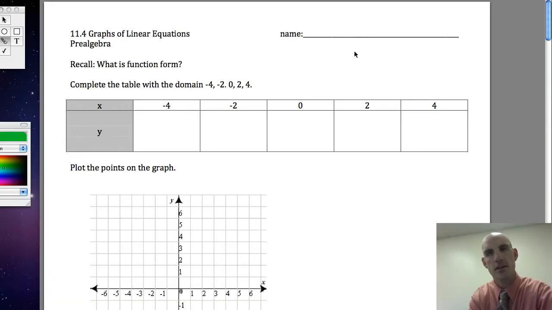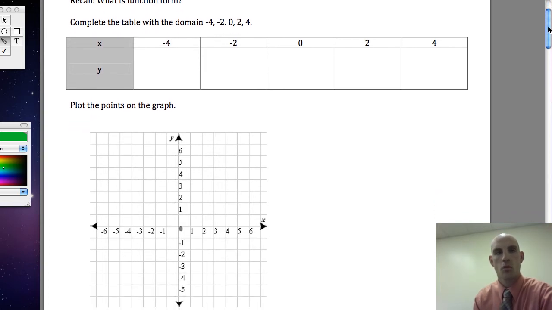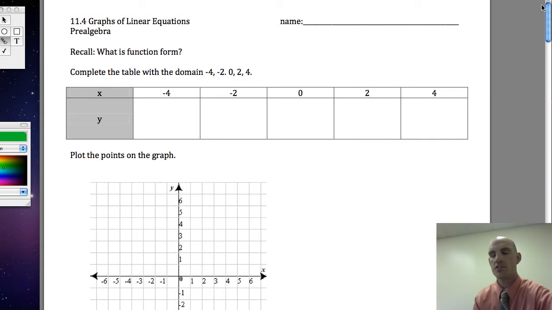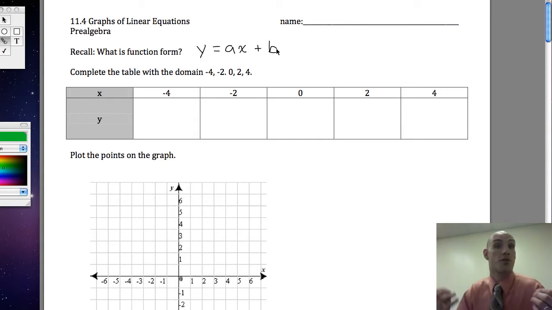Welcome back. This is the video on graphs of linear equations, and the first question that we really need to answer is, what is function form? This question is really the basis of graphing because we need to get things into function form in order to graph them. If you'll recall, function form is y equals a times x plus b. We've solved for y. That is the crux of function form, solving for y.